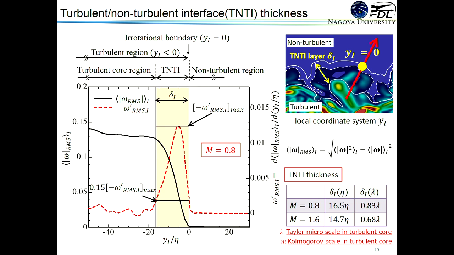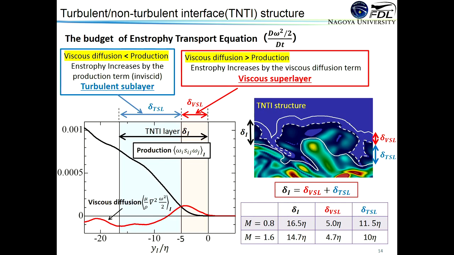Most studies determine the thickness of the TNTI using the vorticity. But we choose the vorticity fluctuation here because the vorticity is significantly affected by the wall. So this way can avoid the effect of the wall. And we also calculate the enthalpy transport budget.